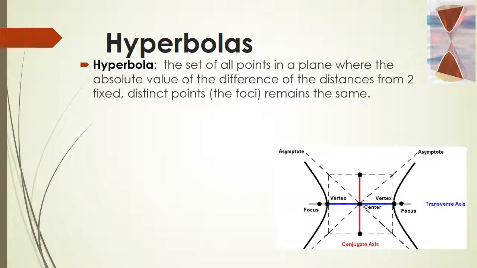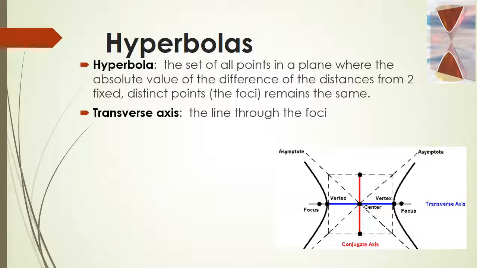Okay, now let's talk about hyperbolas for a minute. If you look at the graphic, a hyperbola is what you get when you slice the two cones completely through both of them. It looks like two parabolas set back to back. The definition is the set of all points in a plane where the absolute value of the differences of the distances from two fixed distinct points, called the foci, remains the same.